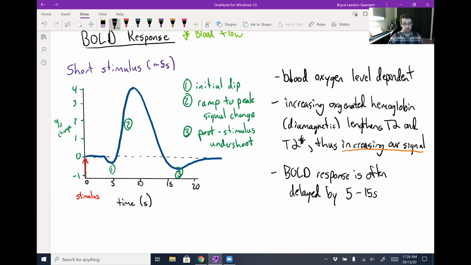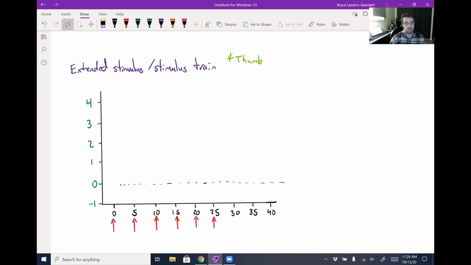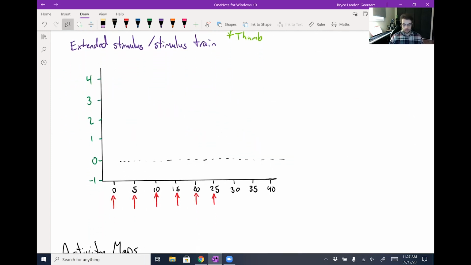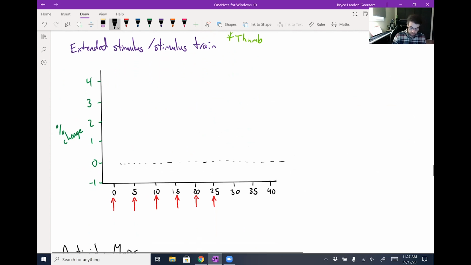Now, another way that you can make sure that you are accurately detecting a change in signal due to blood flow is to keep that blood flow increased for longer, right? So this is just for a short stimulus. Now we're going to try to draw an extended stimulus or stimulus train. So here I've got red arrows showing 6 stimuli. And again, this percent change on the y-axis is signal intensity in a region. And this is for a 40-second time course.